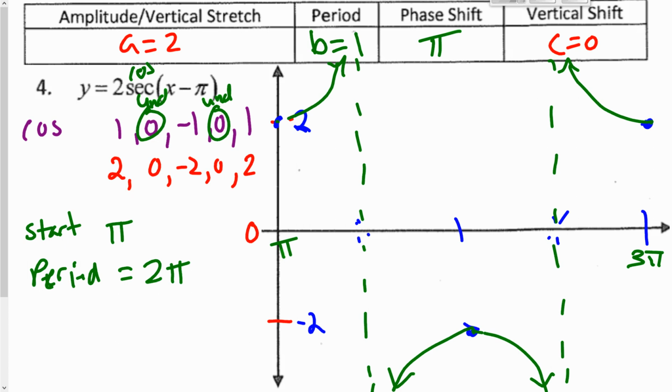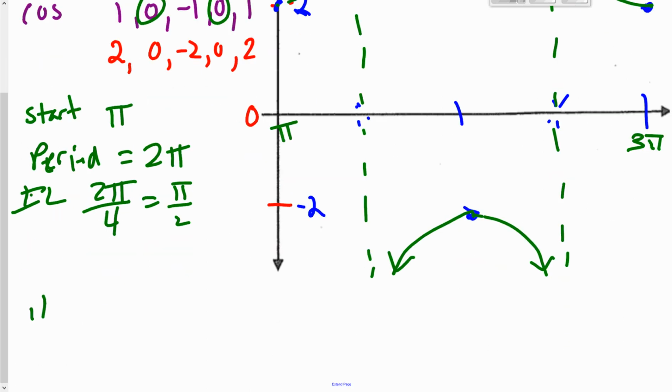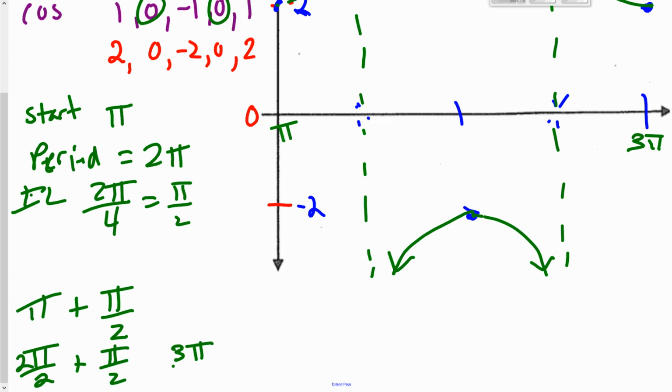And we're going to see that when we do our intervals here. So our interval length is taking our period and dividing by 4. So we get pi halves, or 2 pi fourths. Now we start at our new start, which is pi, and we go ahead and add our interval. So that means we need a common denominator. So that'd be 2 pi over 2, is 3 pi halves. So this first one here is 3 pi halves.